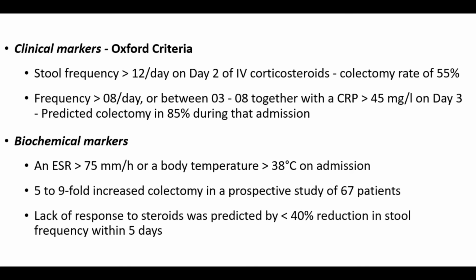Biochemical markers: an ESR more than 75 or a body temperature more than 38 degrees on admission increases the colectomy rate by 5 to 9 fold. And if there is a lack of response to steroid, as predicted by less than 40% reduction of stool frequency within 5 days, there is a high chance that these patients will require emergency colectomy. So these are the markers that we have to keep in mind, that after starting the IV corticosteroids or other alternative, if patient is not responding or if the inflammatory markers are not coming down, we have to think about the surgery in early course of the disease.